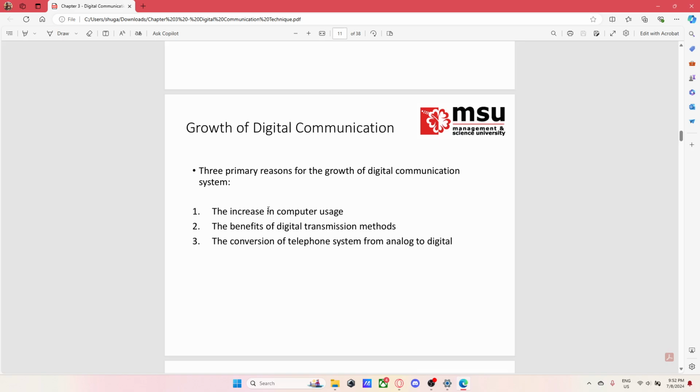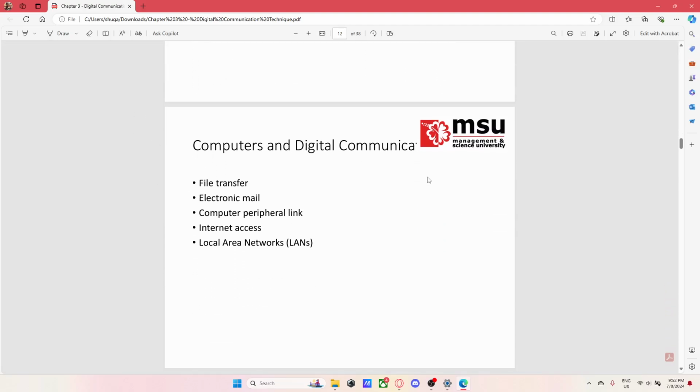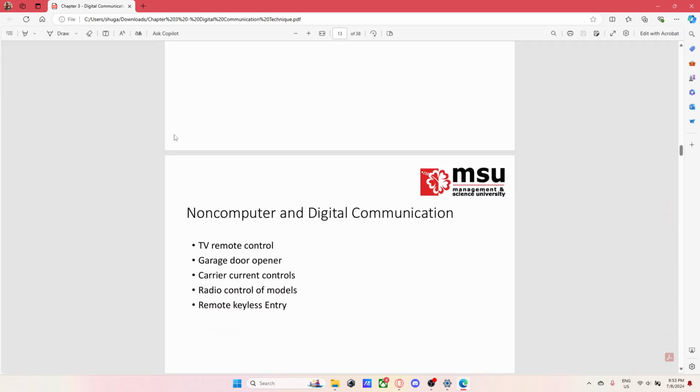So there are three primary reasons for the growth of digital communication. They are the increased computer usage, which we use a lot in our daily lives, the benefits of digital transmission methods, and the conversion of the telephone system from analog to digital. Okay, computers and digital communication, we will use them for file transfers, electronic mail, computer peripheral rings, the internet, and local area networks. All of this is done by using digital communication.